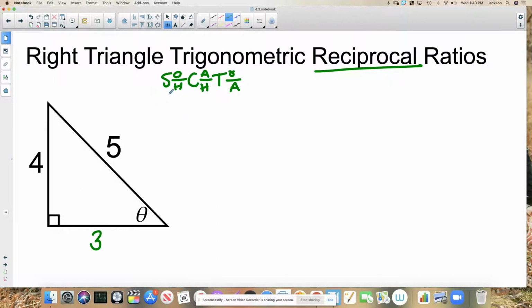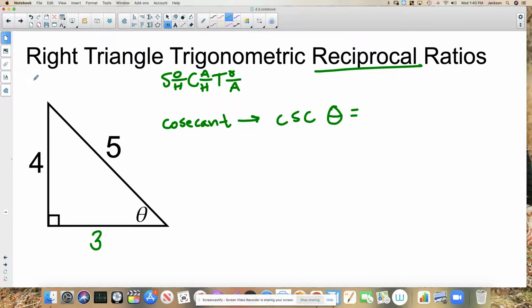We have a reciprocal ratio for sine, which we call cosecant. The cosecant, abbreviated CSC, the cosecant of theta, is the reciprocal of sine. Now I'm going to write this two different ways. When you think about a reciprocal, you know what a reciprocal is. We take a fraction and we flip it over.